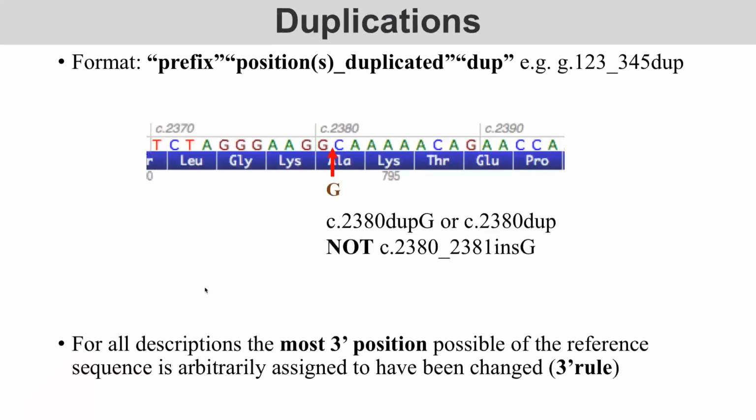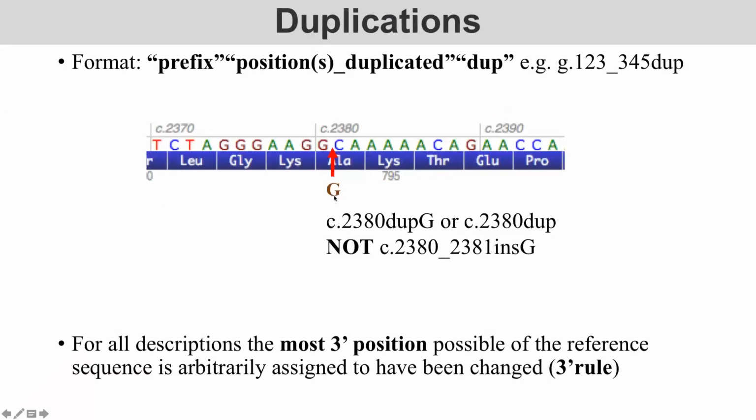So for duplications, it's a similar naming scheme that we saw for the deletions, where you're putting the first position affected and then the last. If you're doing a single position, though, you can just give the one. However, you should describe any insertion that could be a duplication as a duplication, not insertion.